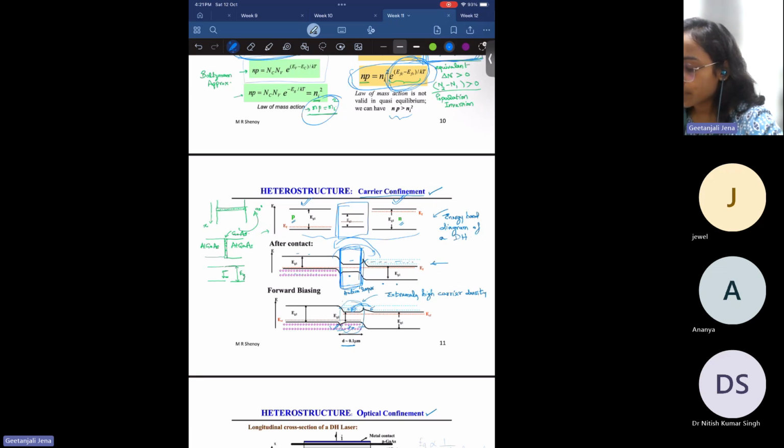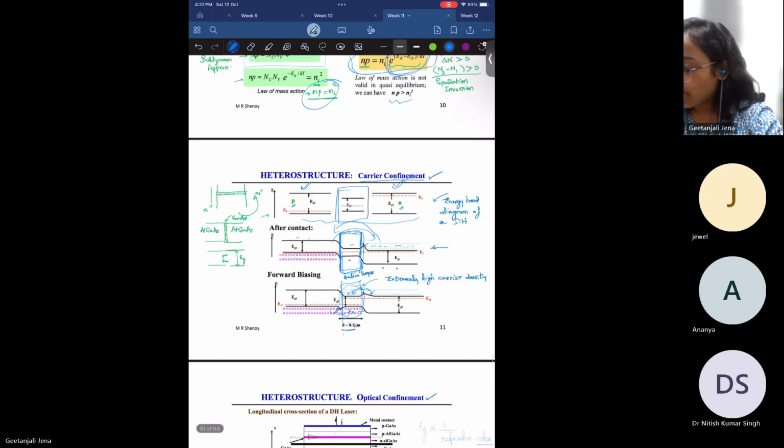You can see in this small active region, which has a thickness of around 0.1 micrometer, these electrons and holes are tightly confined. You can see how the carriers are confined in this small region. That means the heterojunction improves the carrier confinement when you forward bias it. So this is carrier confinement in the active layer.